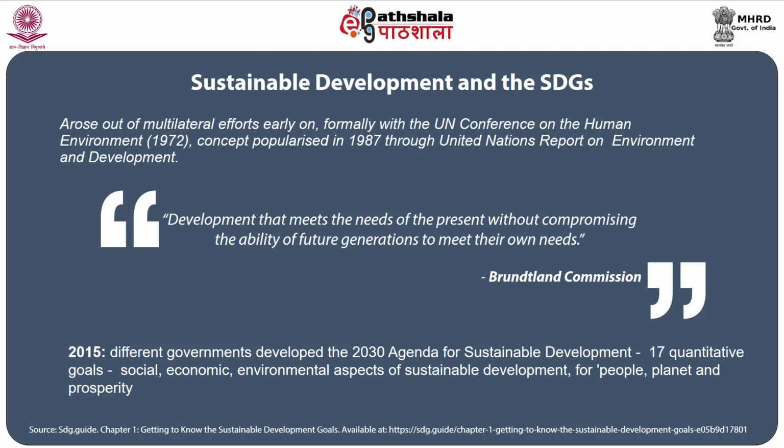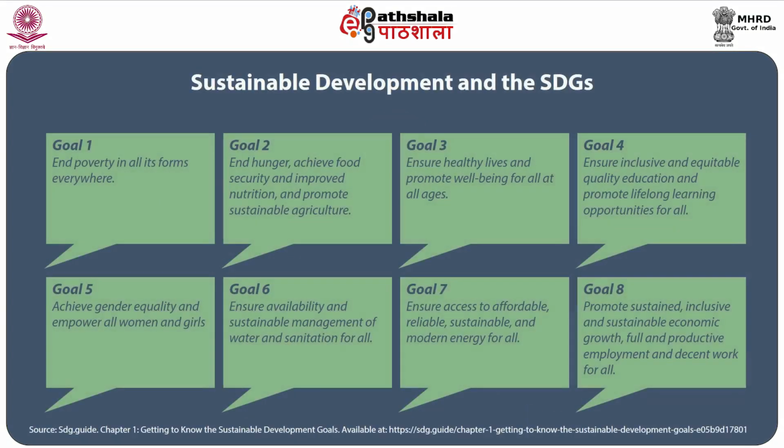In 2015, different governments developed the 2030 Agenda for Sustainable Development with a set of 17 quantitative goals in the areas of social, economic, environmental and various other aspects of sustainable development, for people, planet and prosperity. So these are the 17 SDGs. Goal 1, end poverty in all its forms everywhere. Goal 2, end hunger, achieve food security and improve nutrition, promote sustainable agriculture.